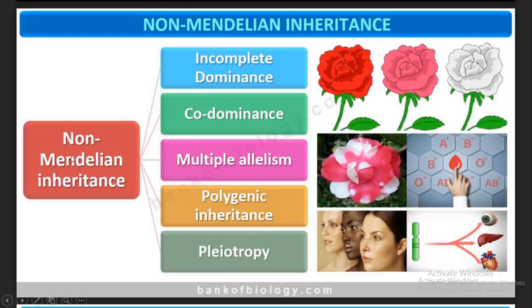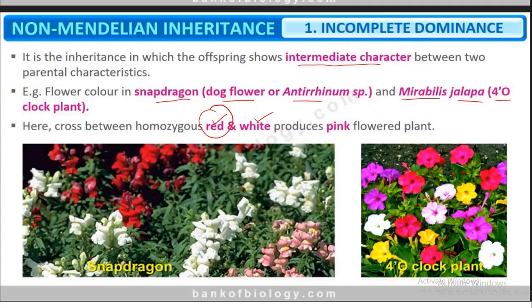So, the name itself states non-Mendelian inheritance. So, not the basic law that Mendel gave, this is going to be something exceptional. Let's see the exceptions. So, number 1, incomplete dominance. Under incomplete dominance, neither of the parents was able to express the dominant character. As a result, an intermediate character was able to express.